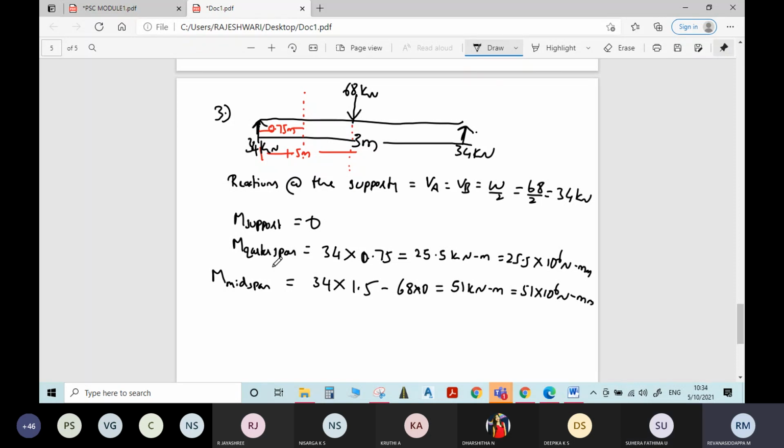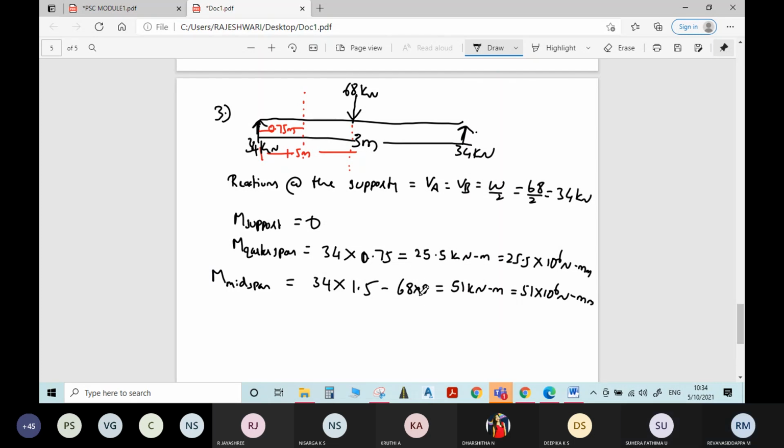Moment at midspan. The moment of this 34 kilonewton about the midpoint becomes 34 into the perpendicular distance of 1.5 meter. With respect to the 68 kilonewton force, there is no perpendicular distance, because the point lies in the line of action of the force itself. It is 0. For 34 you have the perpendicular distance. Is that clear?